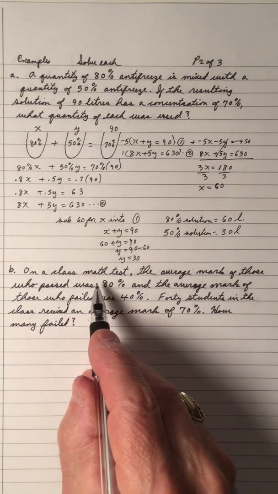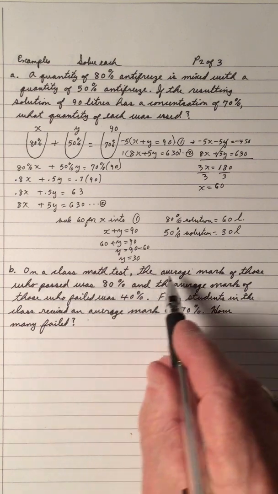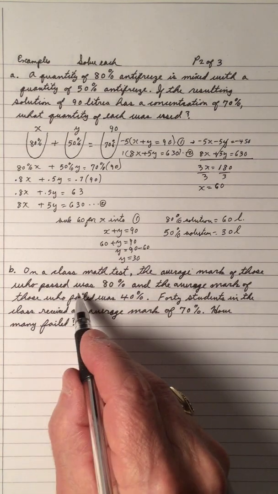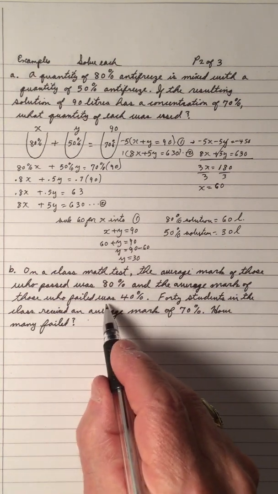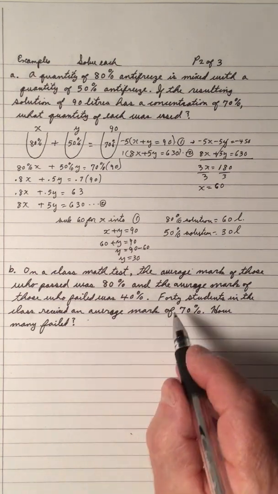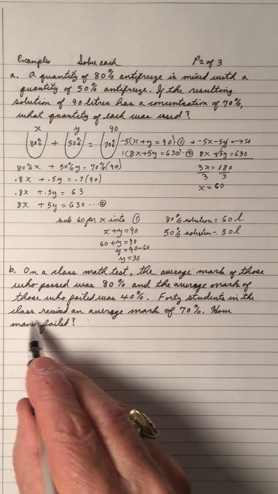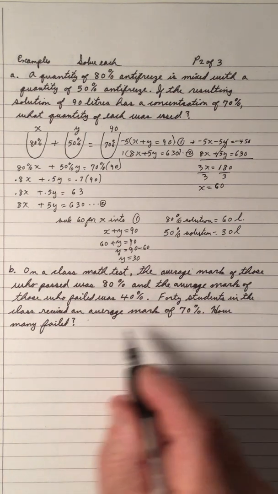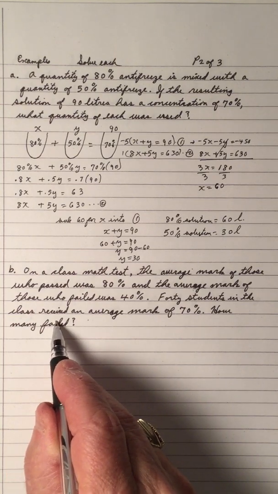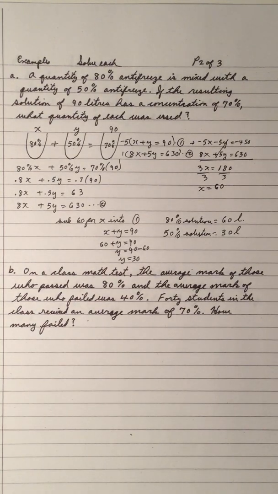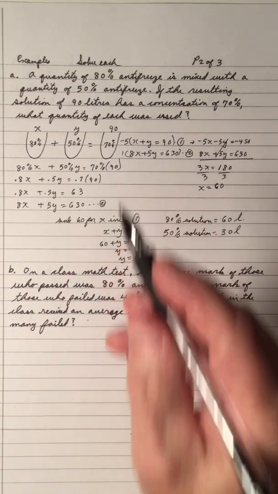In a class math test, the average mark for those who passed was 80%. The average mark for those who failed was 40%. If 40 students in the class received an average mark of 70, how many failed? So notice I want not who passed, but who failed. So this is very similar to the mixture problem.